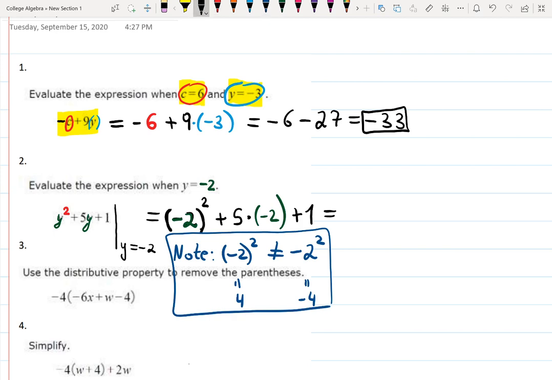Now let's simplify. Negative 2 squared, like we just discussed, is 4. 5 times negative 2 is minus 10 plus 1. The answer is 5 minus 10, which is minus 5.